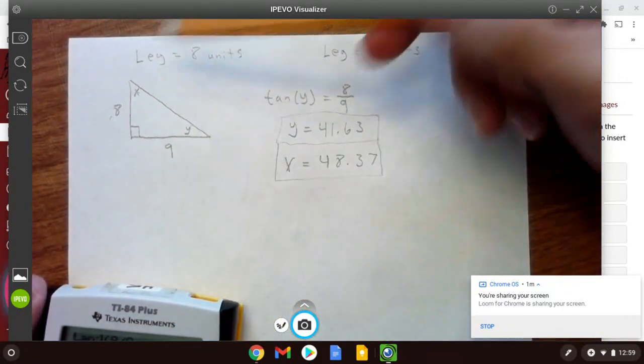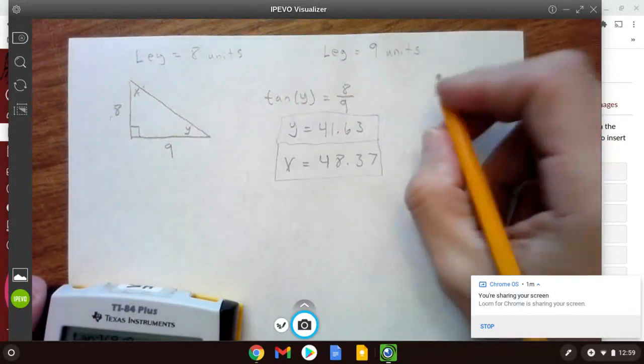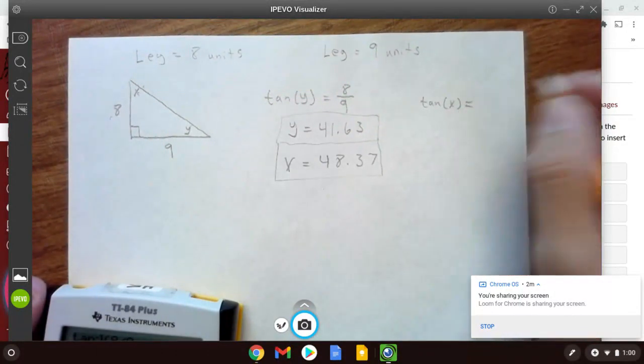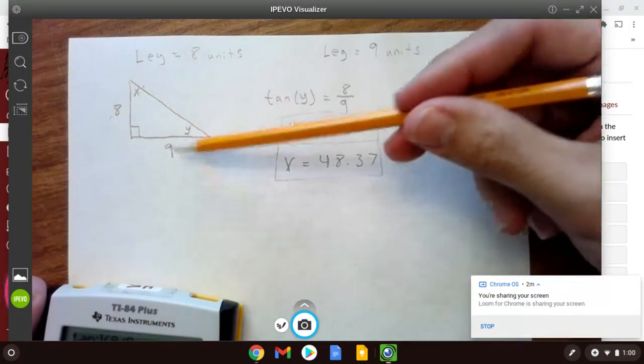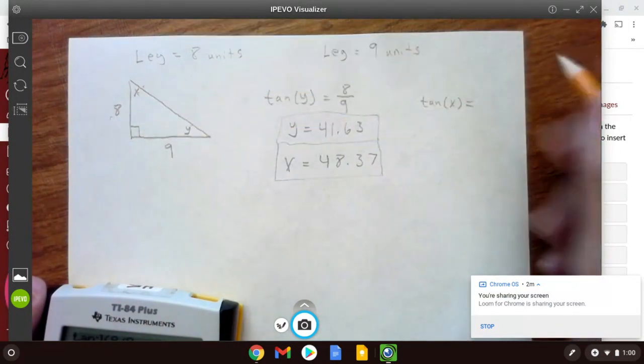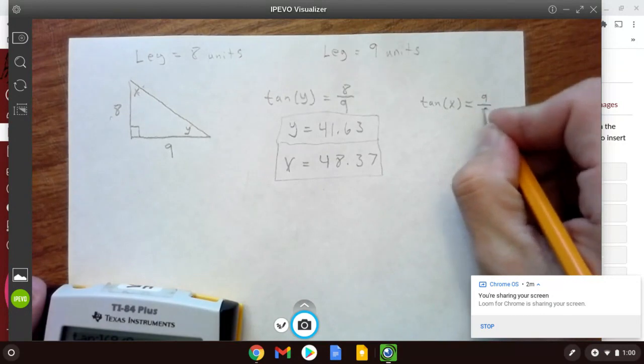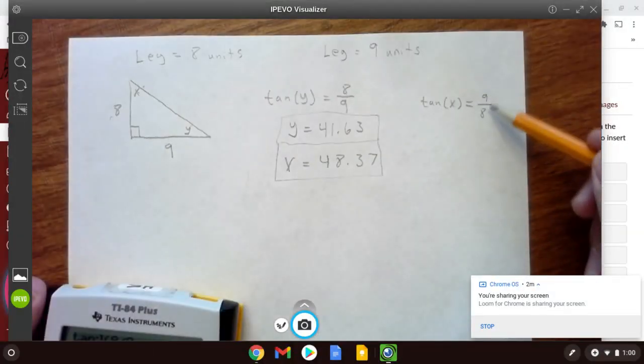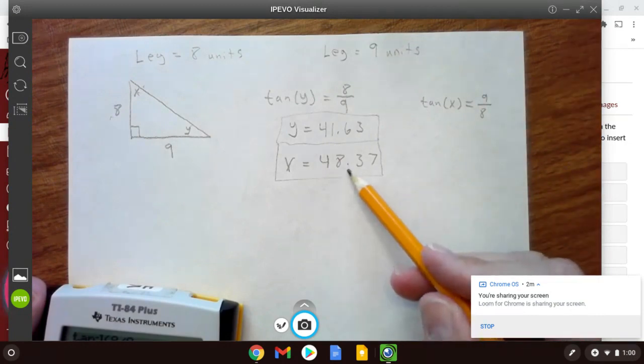The other way we could have solved for x there is we could have said tangent of x is equal to opposite over adjacent. So 9 over 8. And if we would have done the inverse tangent of 9 over 8, we would have got the same answer there.